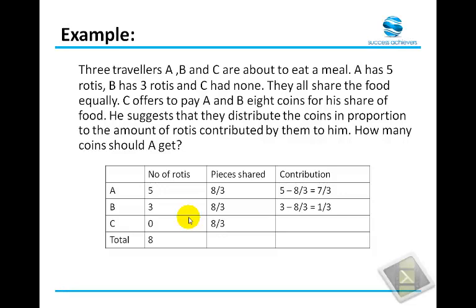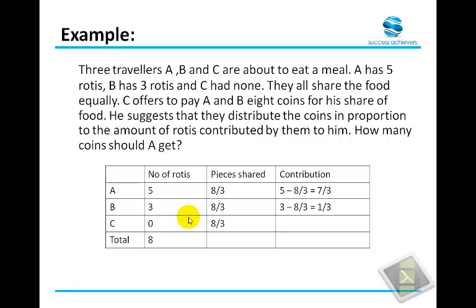you have to distribute the coins in proportion to the amount of rotis contributed and not by the amount of rotis consumed by them. Okay, so when A had 5 rotis and he had consumed 8 by 3, how much has he contributed? 5 minus 8 by 3, which is 15 minus 8, that is 7 by 3. Similarly, B had 3 rotis and he had consumed 8 by 3. So how much did B contribute to C? That would be 3 minus 8 by 3, or 3 3s are 9, 9 minus 8, 1 by 3.